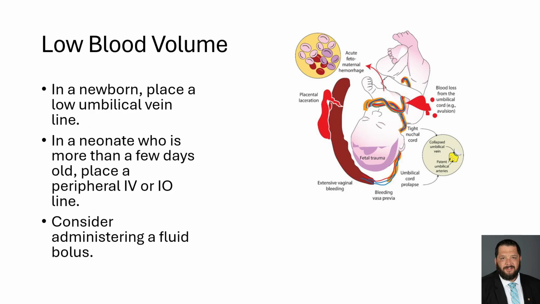In the newborn, you can place a low umbilical vein line. We generally don't cannulate umbilical cords very often any longer. That used to be more common practice, but with the advent and the prevalence of intraosseous infusions, it generally is a much better way to perfuse baby and to establish a line that's well equipped. If you have a neonate who's more than a few days old, place a peripheral IV or IO line, like I mentioned, and consider administering a fluid bolus. You can cannulate the umbilical cord, and we'll go over in lab what that looks like in that process.